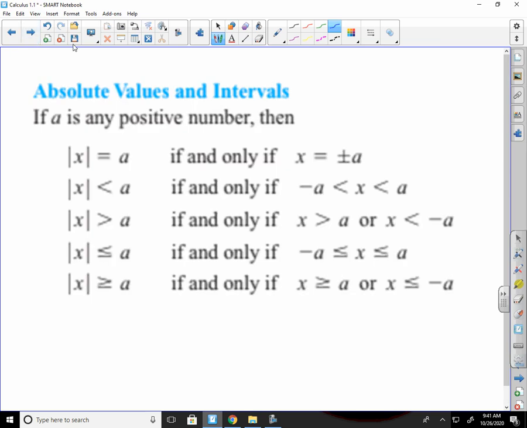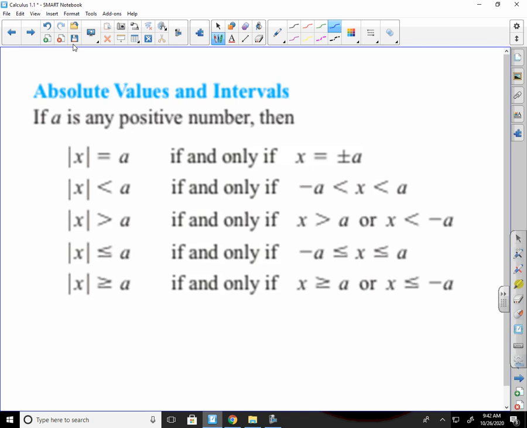When we look at absolute values in intervals, if a is any positive number, then the absolute value of x equals a if and only if x is positive or negative a. Absolute value of x is less than a only if x is in between negative a and a. Absolute value of x is greater than a if and only if x is bigger than a or x is smaller than negative a.